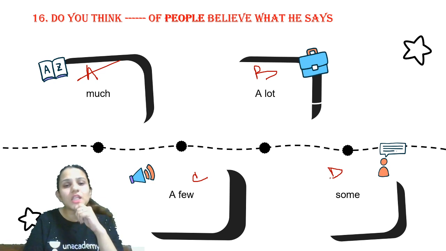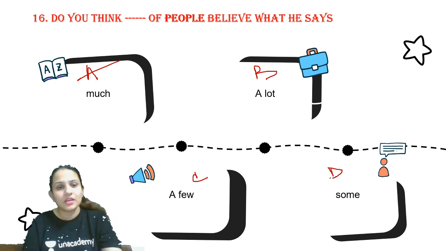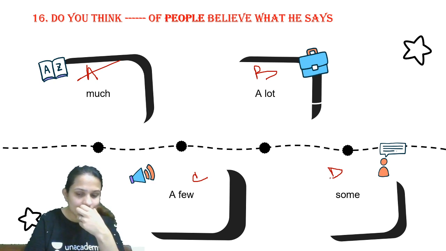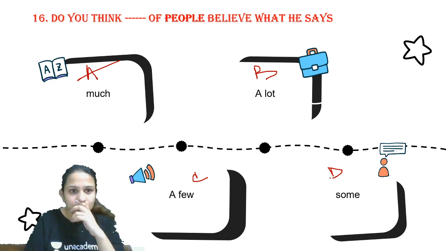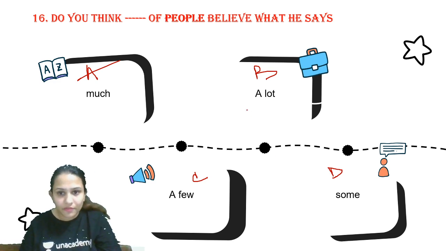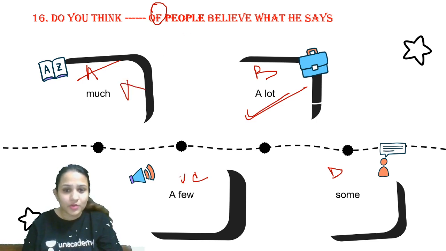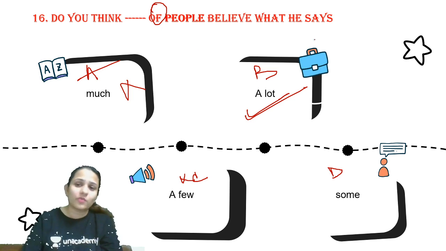Do you dash think of people believe what he says? Do you think dash of people believe what he says? 15 seconds to go. And the correct answer is "a lot of people believe," because it is "of." And also "much" doesn't go with people, "a few" doesn't go with people, "some" goes with people but not with "of." So a lot of people believe what he says.